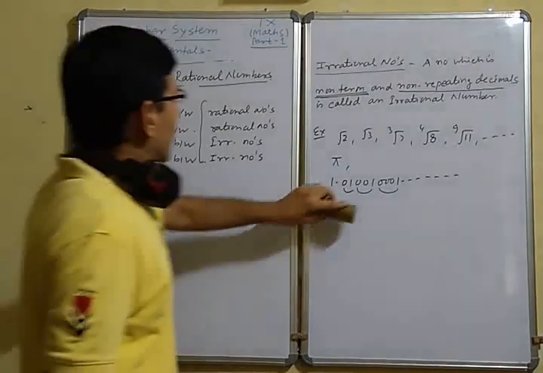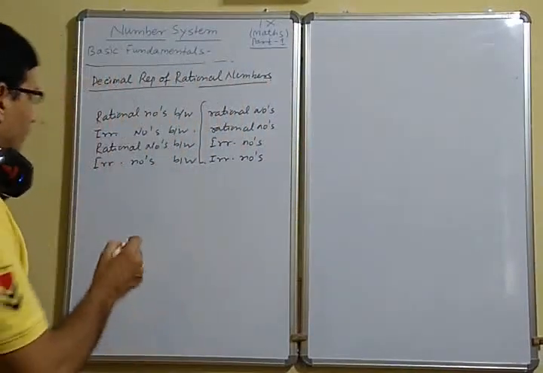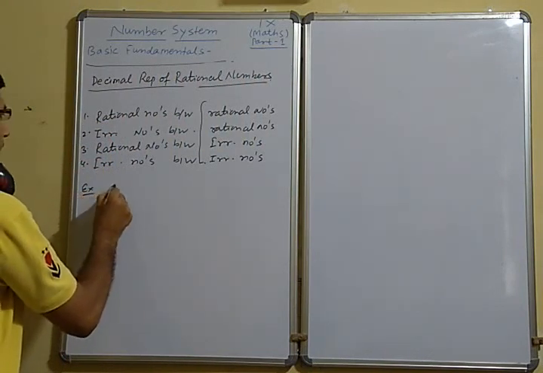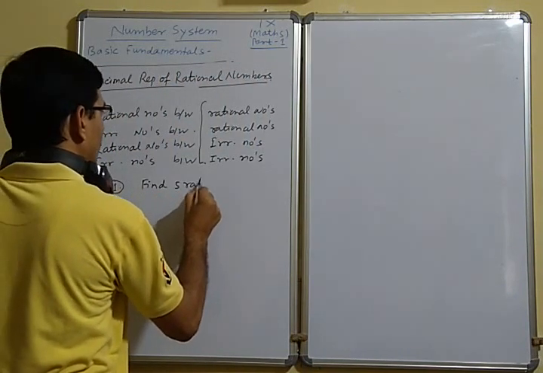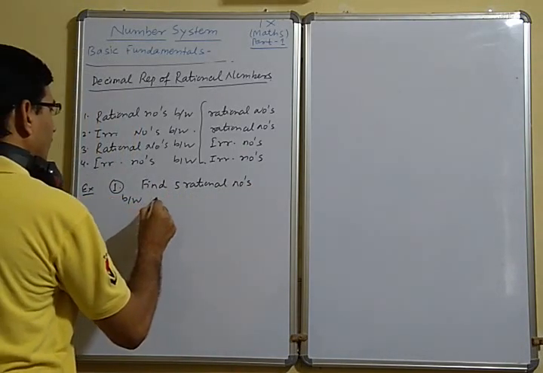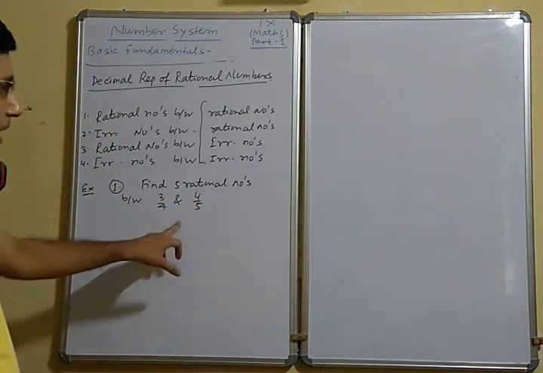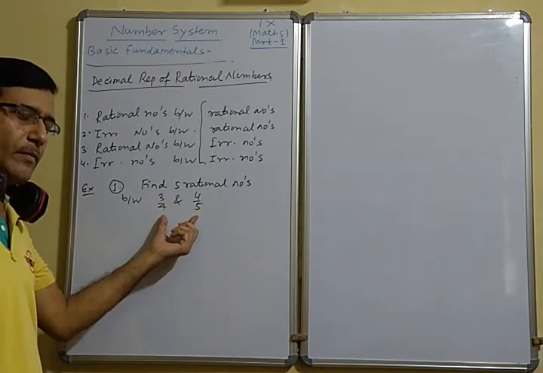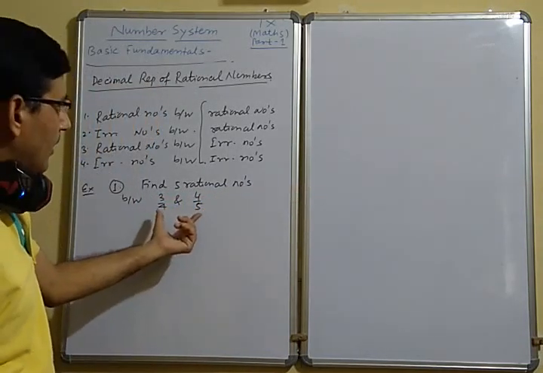Now let us see some examples to understand these 4 cases. Example. Find 5 rational numbers between 3/4 and 4/5. Here there are 2 methods. The first method: we convert them into equal denominators, then we can find 5 rational numbers between these two given rational numbers.